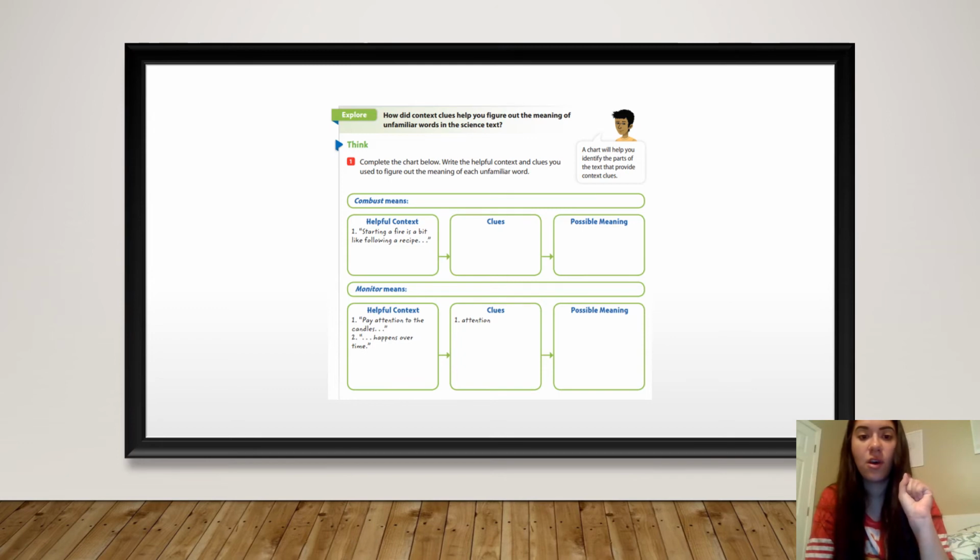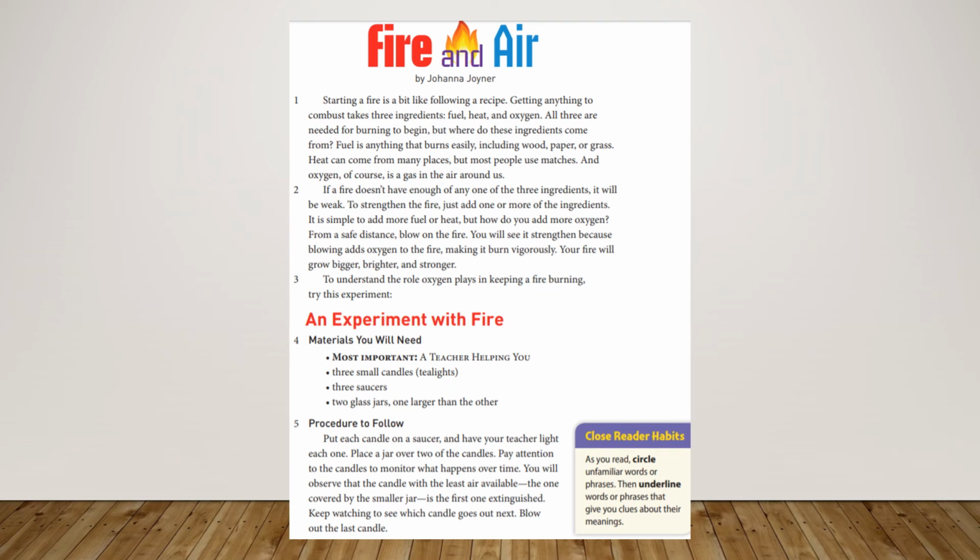Now it gave us one helpful context for combust. We're going to go back to the text to find our clue and possible meaning of combust. As you see, we had to go back to the text. You'll also notice that the first sentence is the first helpful context in our chart. Starting a fire is a bit like following a recipe. One bit of information in the first text that would be helpful for me is starting a fire. So that's what I'm going to write in my clue box.